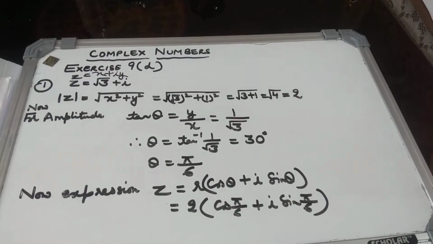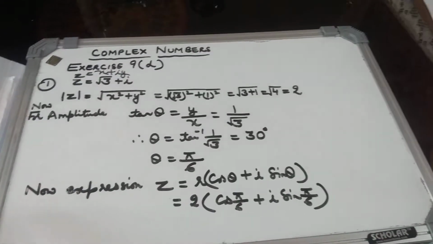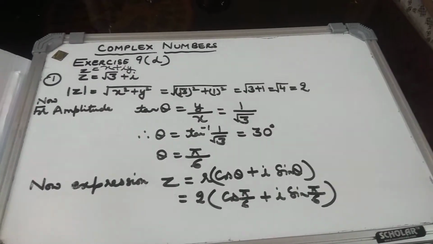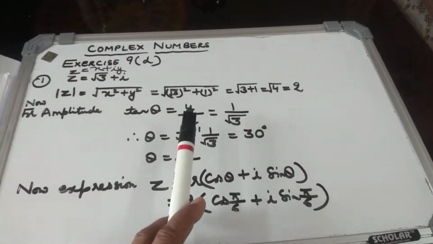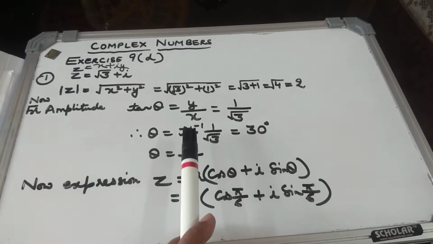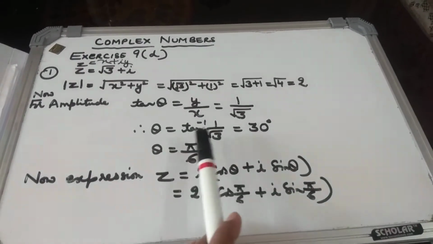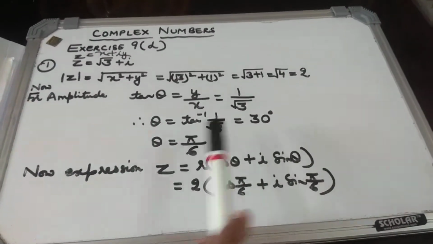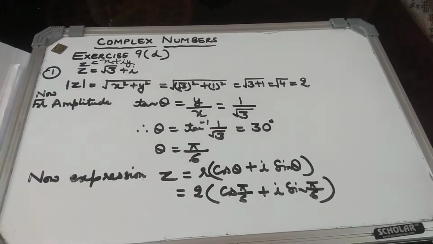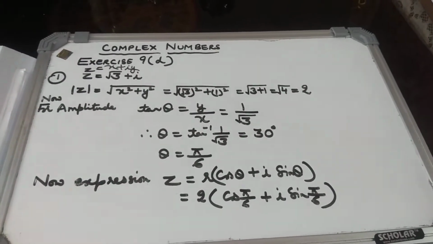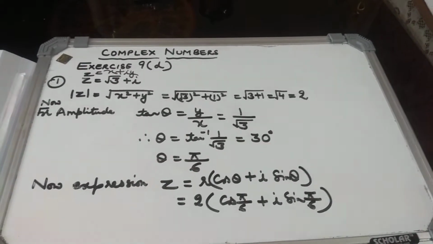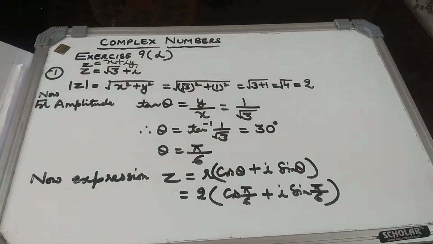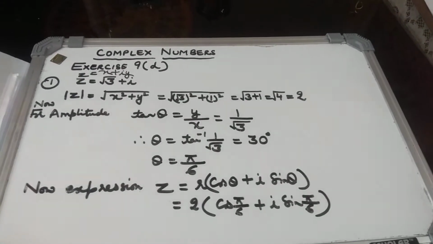Now comes amplitude. Now amplitude by definition is tan theta equals to y by x. You have to remember this definition. Now substitute what is y. Y is 1. What is x? X is root 3. So theta is equals to tan inverse 1 by root 3. So tan inverse 1 by root 3 means what is the value of this? It has to be 30 degree from your standard values. So which is equivalent to pi by 6 in the angle form. Hence we express this in polar form.